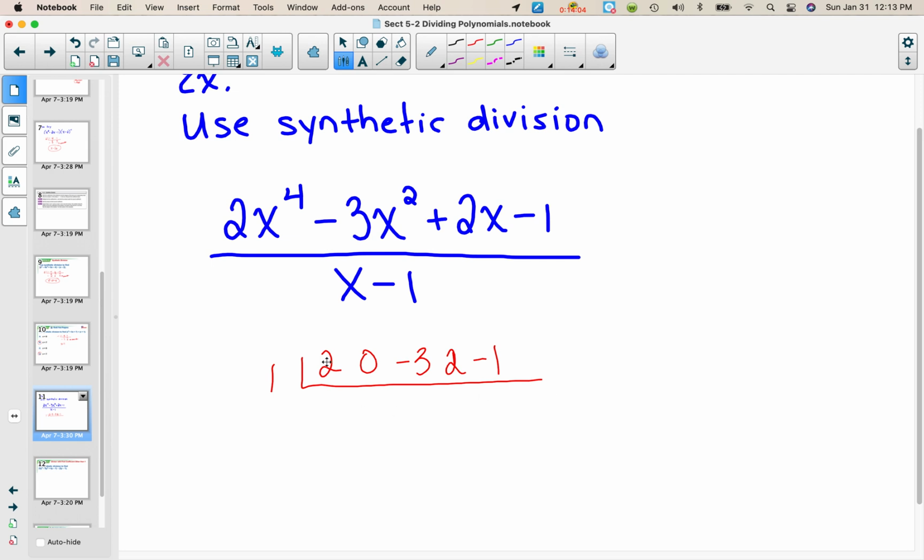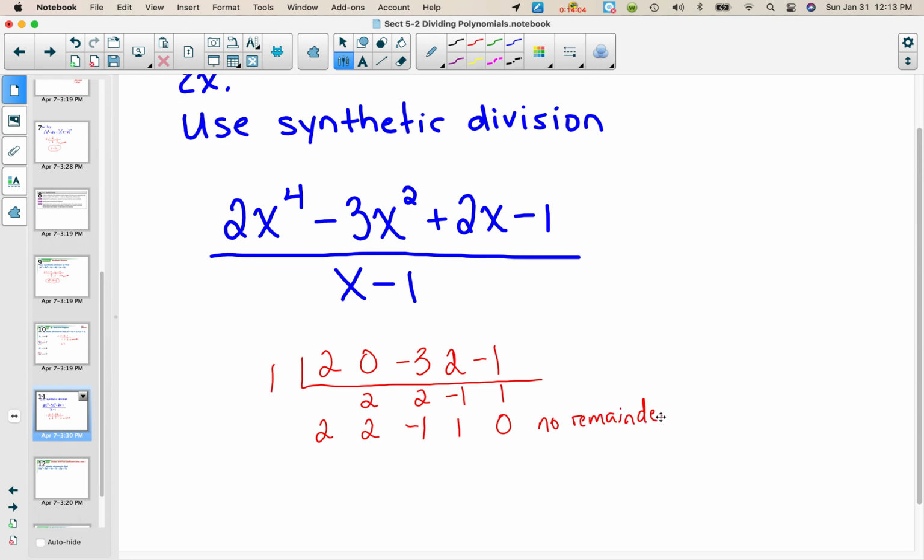Bring down the first number. It's a 2. Notice I leave a space. That's just so I have room for my work here. 1 times 2 is 2. Add, you get 2. Multiply, you get 2, add, you get -1, multiply, you get -1, add, you get 1, multiply, you get 1, add, you get 0. So there's no remainder.